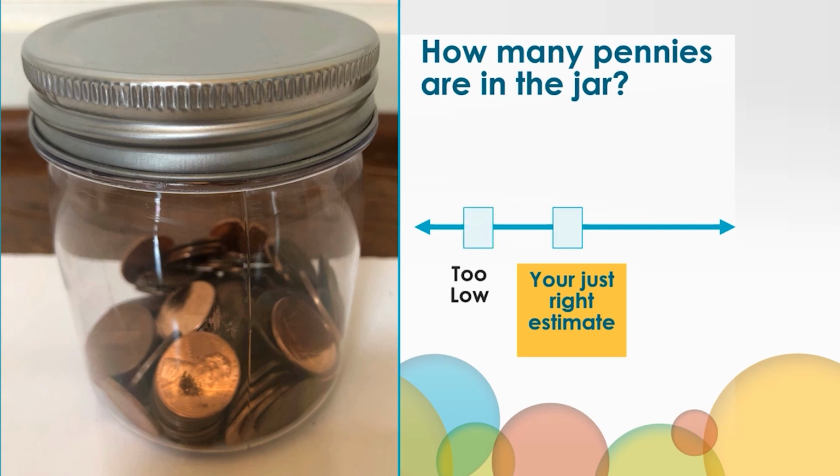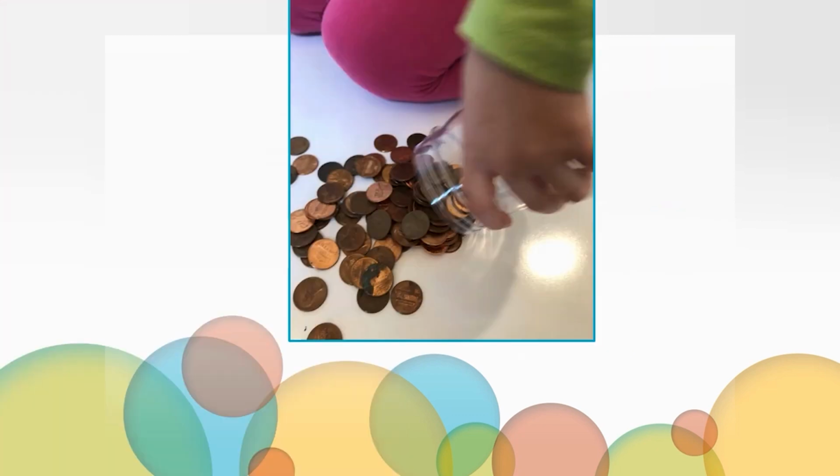Sometimes we think about a too low estimate. A too low estimate might be 10. Sometimes we think about a too high estimate. A too high estimate might be 120. Make sure you write down how many pennies you think are just right in the jar. Let's dump them out and count. I wonder what we should count by.